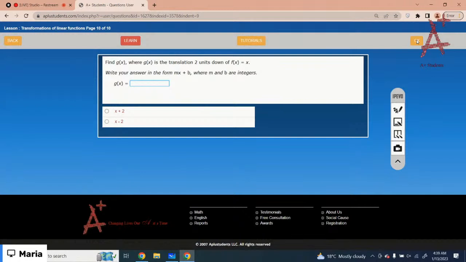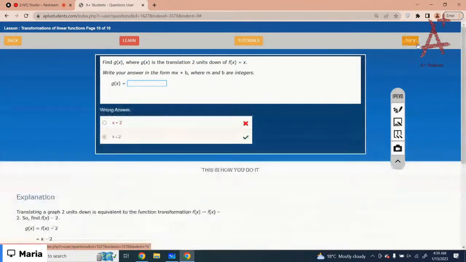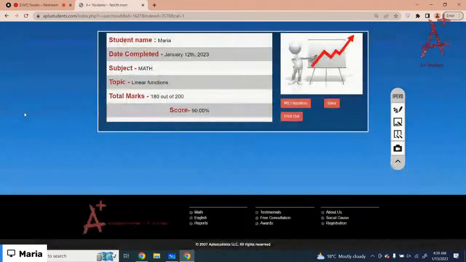Okay, find g of x, where g of x is a translation 2 units down of f of x equals x. Which is the correct option? Yes, that would be x plus 2, got it? Oh, sorry, it would be down. That would be x minus 2. I selected the wrong option, got it?